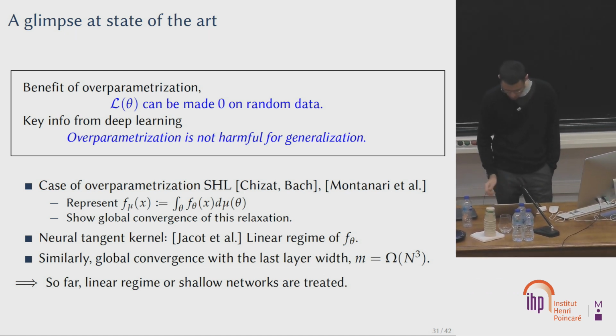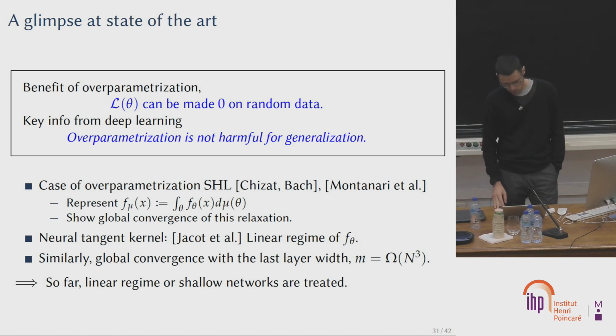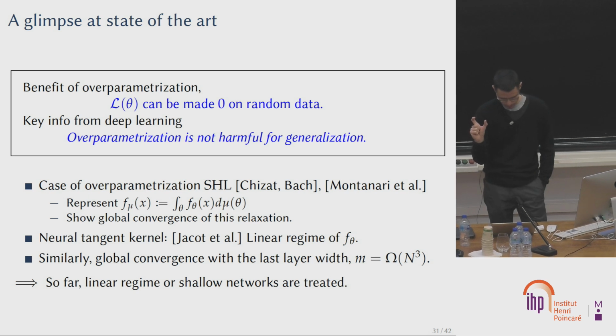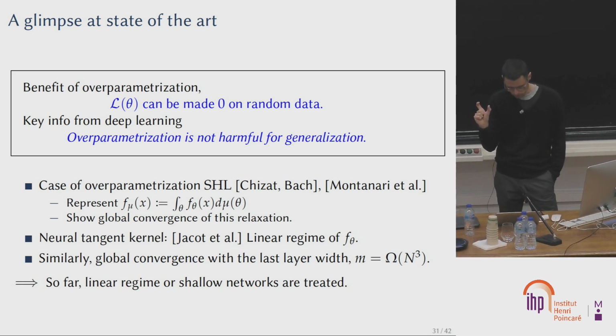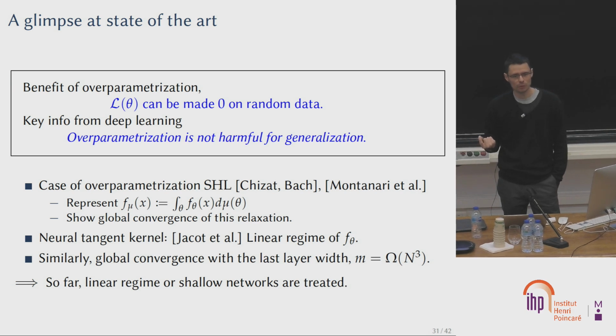Okay. So, the case of over-parametrization for a single hidden layer was studied by Chizat and Bach and also Montanari and co-authors. The idea simply is that you're going to represent your function f, your single hidden layer, by the integration of a measure over the parameter. So you transform it into a linear function in terms of mu, which is now your parameter. You transform something non-linear into linear, but you pay a cost.